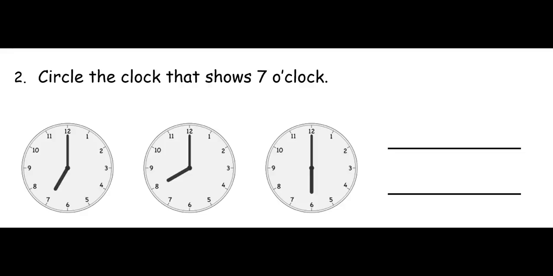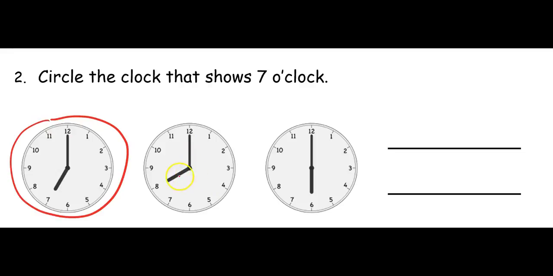This time we're going to circle the clock that shows 7 o'clock. That would be my first clock. The hour hand is pointing at the 7, the minute hand at the 12, showing no minutes past 7 o'clock. So we'll circle that. And then we'll write the time for the other two clocks.